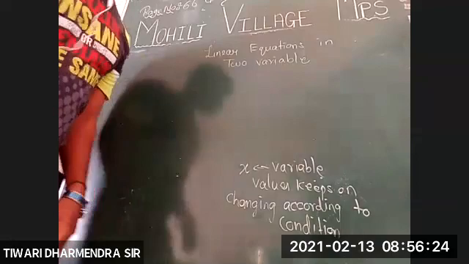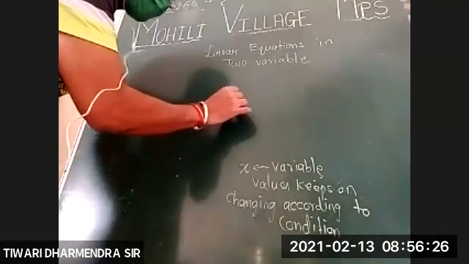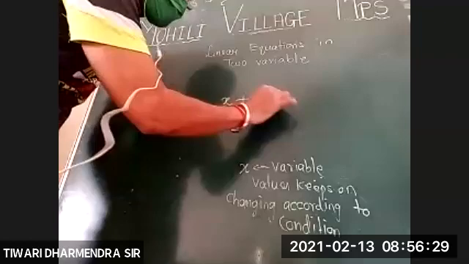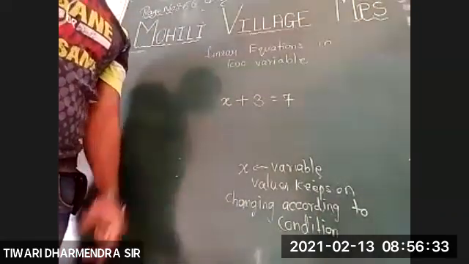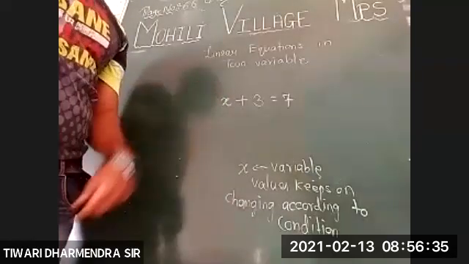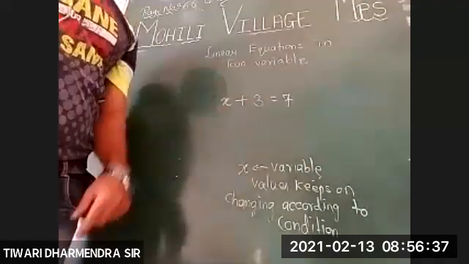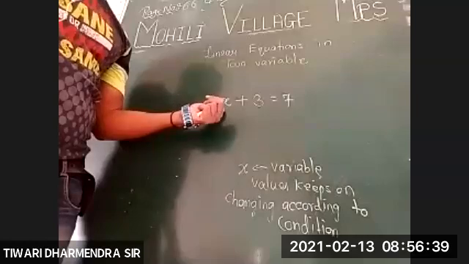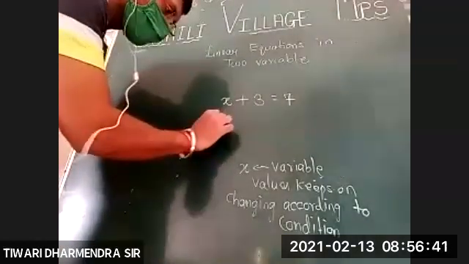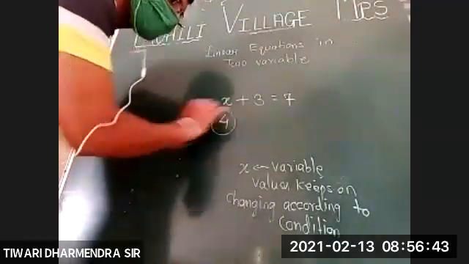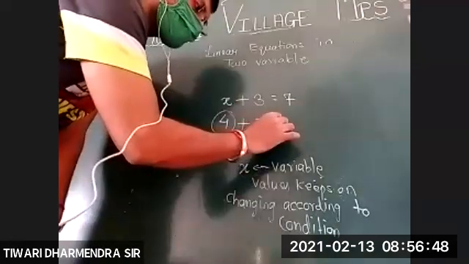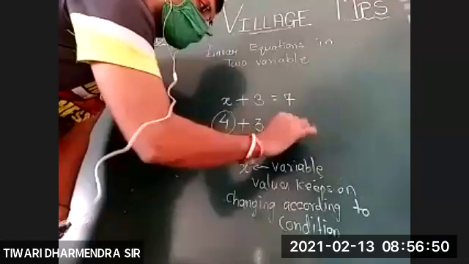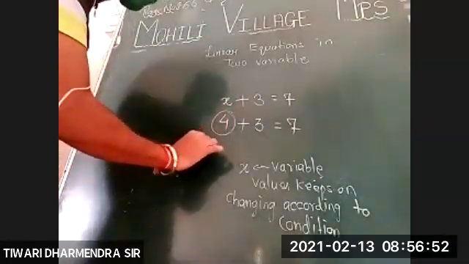Say we have an example of x plus 3 is equal to 7. So now this is one condition. What value of x will give you 7? Means what value you are going to select for x? We are going to select 4, because we know that 4 is the only number which when added to 3 gives me 7. So here value of x is 4.